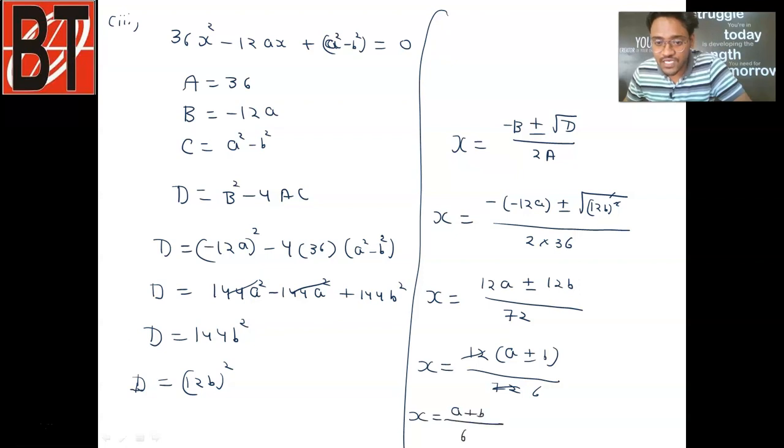So the value is (a plus b) by 6 and the next is (a minus b) by 6, when we take the negative sign in between. Clear students? No problem in this. Okay, so yes, we have completed one more question on quadratic formula. Now it's time to start the word problems, but before that let me give two questions for you.